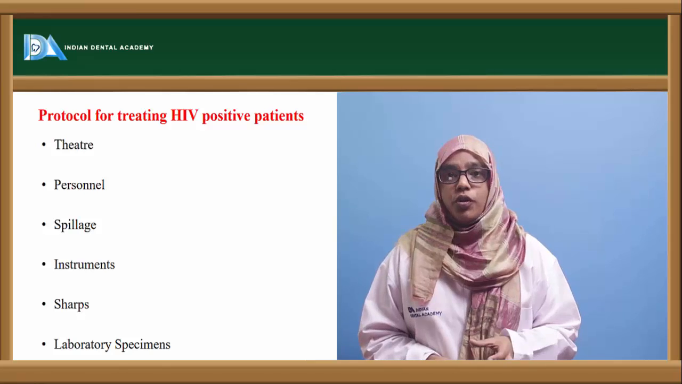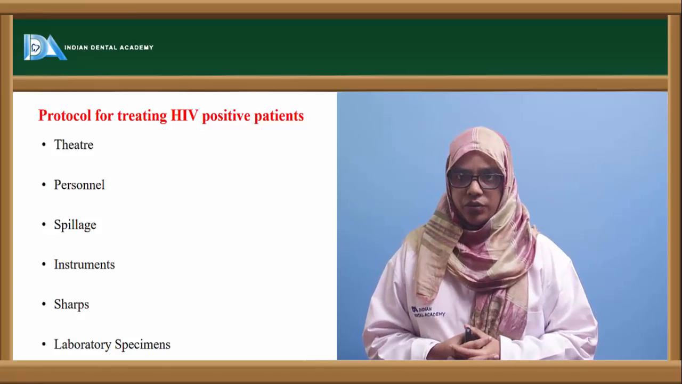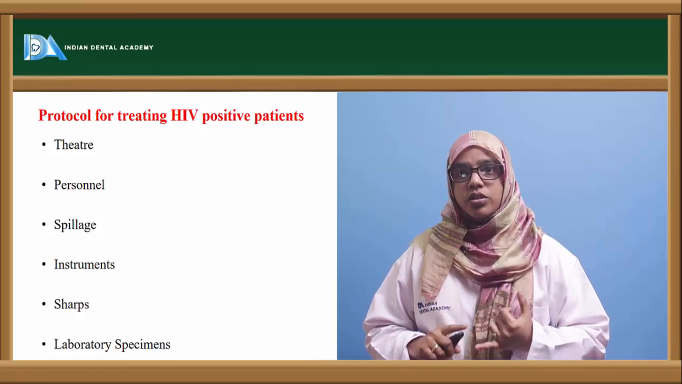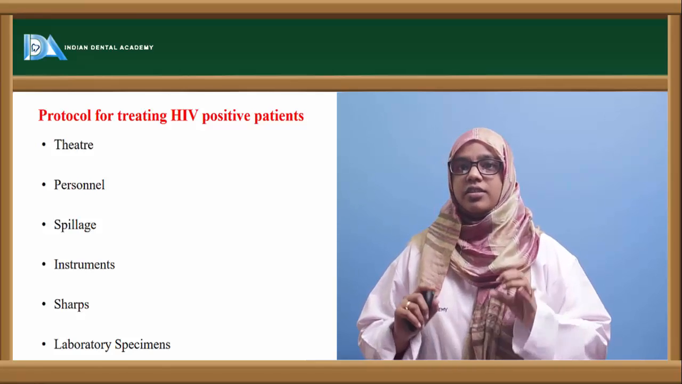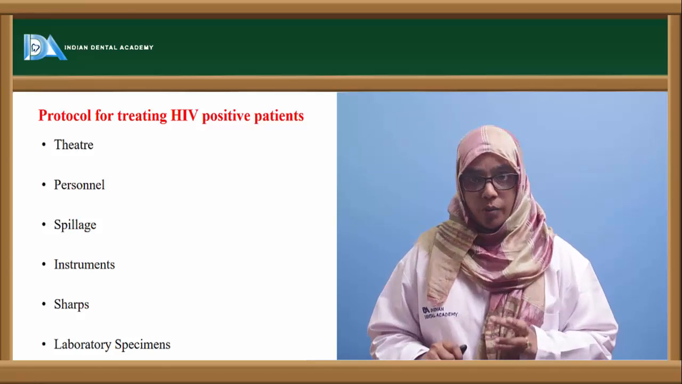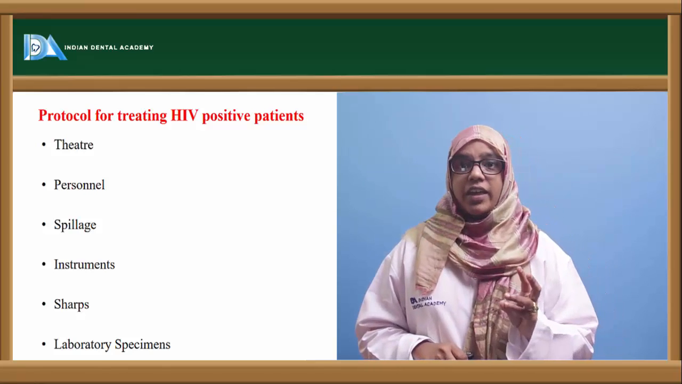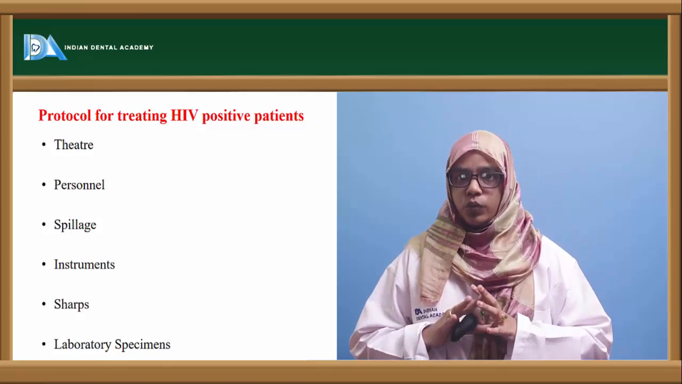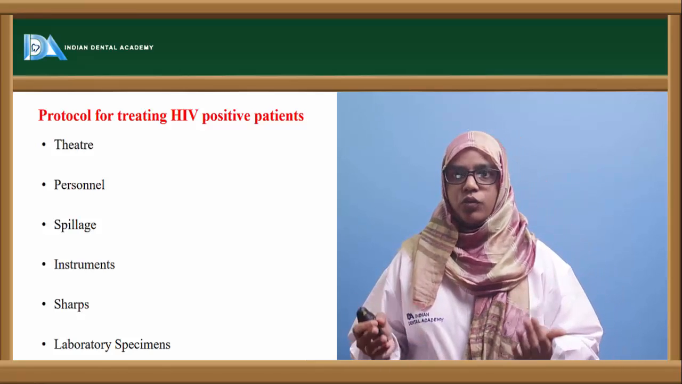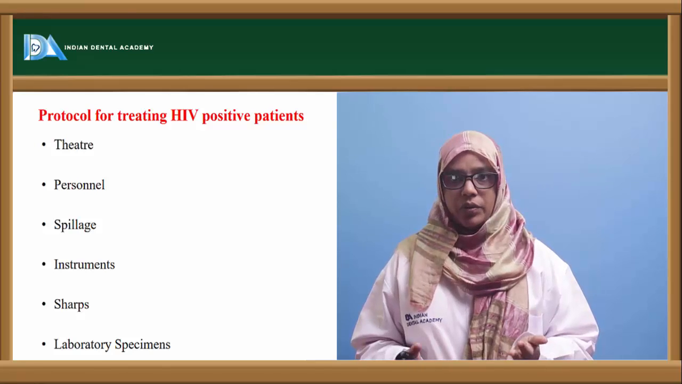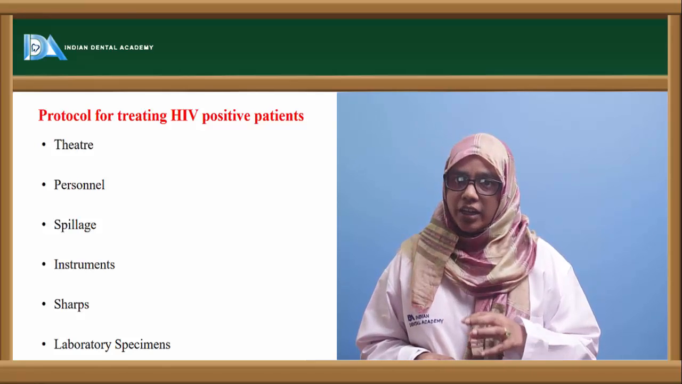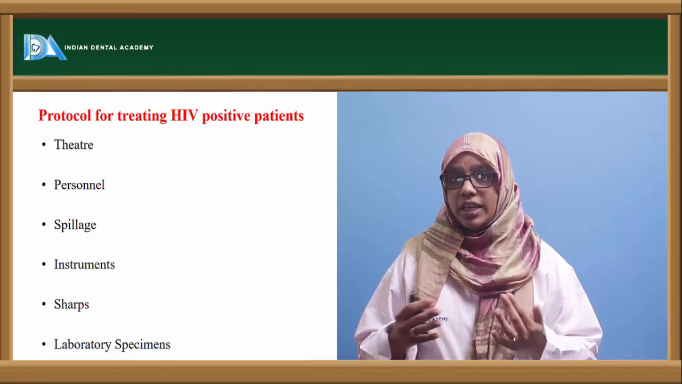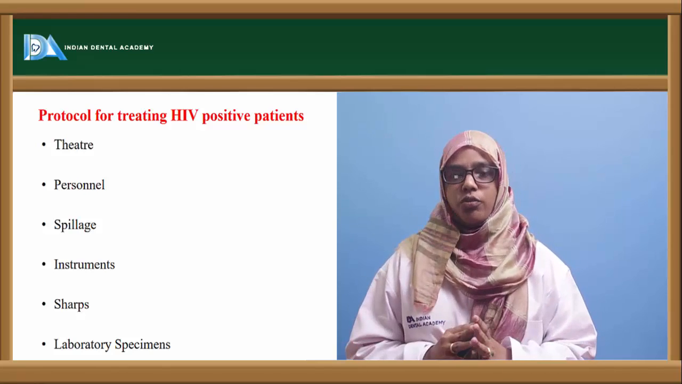Then the protocol of treating an HIV patient. You begin with the theatre. First of all, you will post the HIV positive patient case last. It will be the last case that you will operate on. And that too, you will put a plastic sheet, on top of that you will put a linen, and then you will place your patient on top of it. Intubation and complete extubation of the patient should be done in the operation theatre only, because if there is any kind of infection, it will be in that one room.